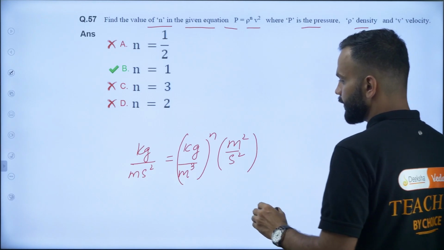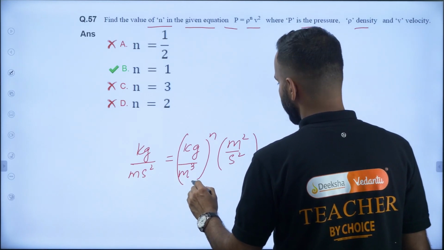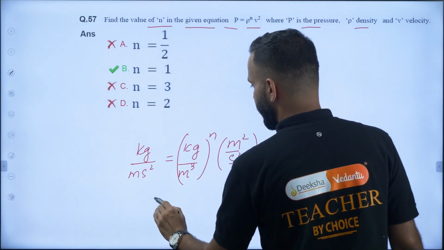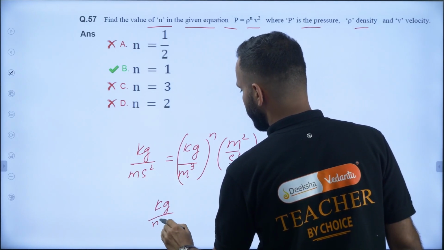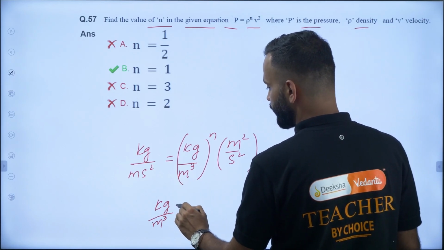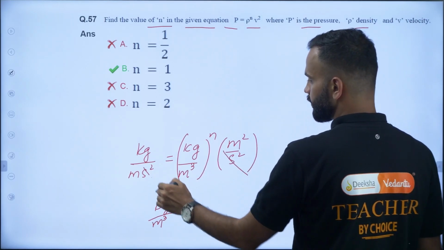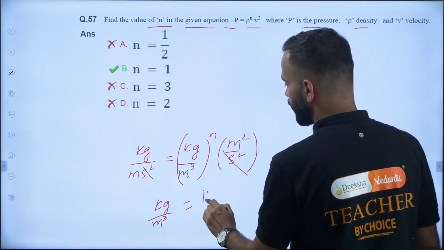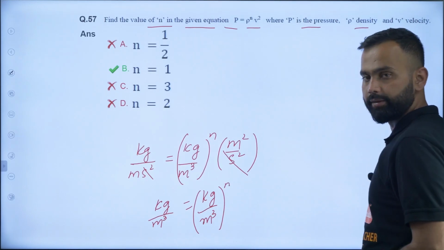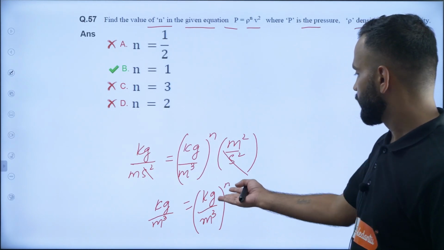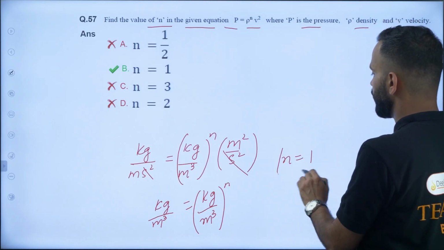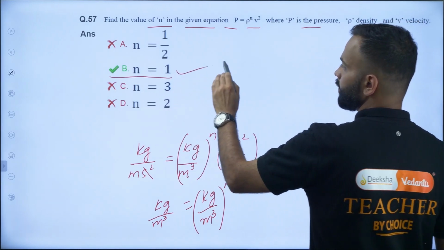So now solve this. Now this will be kg meter cube, second square will get cancelled, right? Which is equal to kg divided by meter cube to the power n. So now compare the powers, then you will get n equal to 1. The correct option is B.